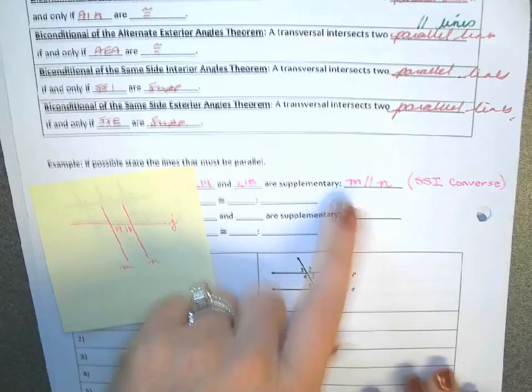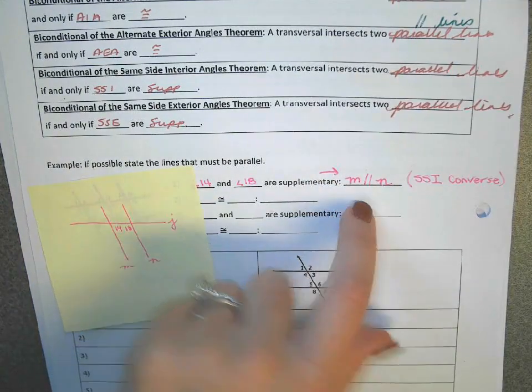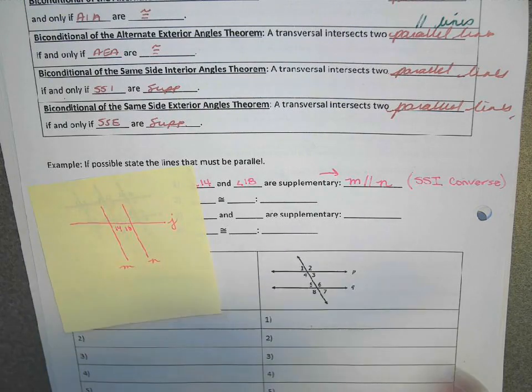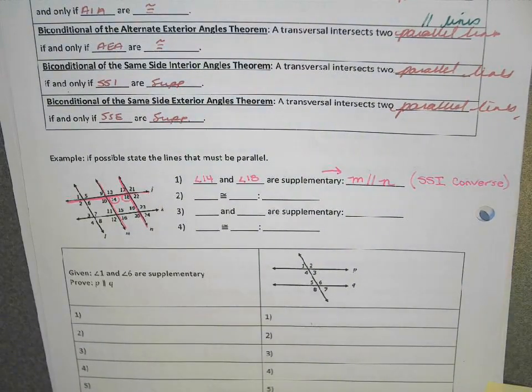If we're concluding parallel, so it goes this direction. If we conclude parallel, that's the converse. If we start with parallel, that's the theorem. Do you see the difference? Okay. This one, the next one, you're given.